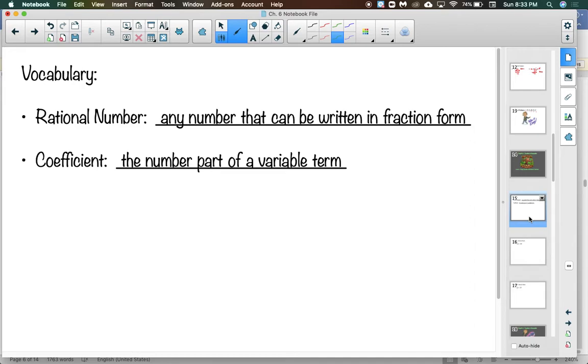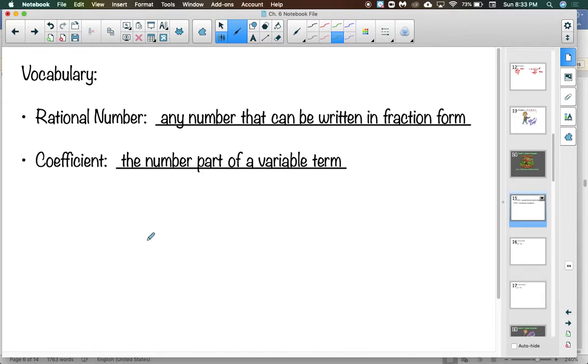Those two words are rational number and coefficient. So a rational number is any number that can be written in fraction form. Right? It could be a fraction, a mixed number, a whole number, a percent, a terminating decimal, or a repeating decimal. Coefficient is the number part of a variable term, right? That was from Chapter 5.